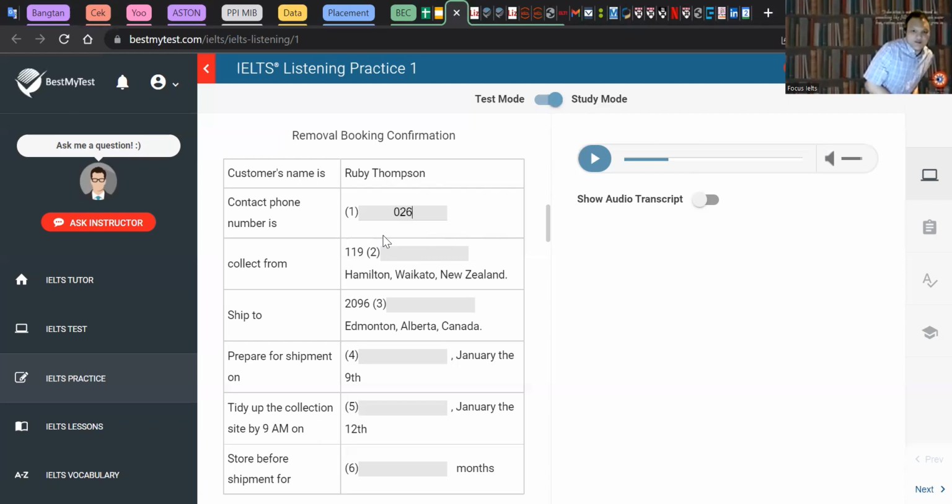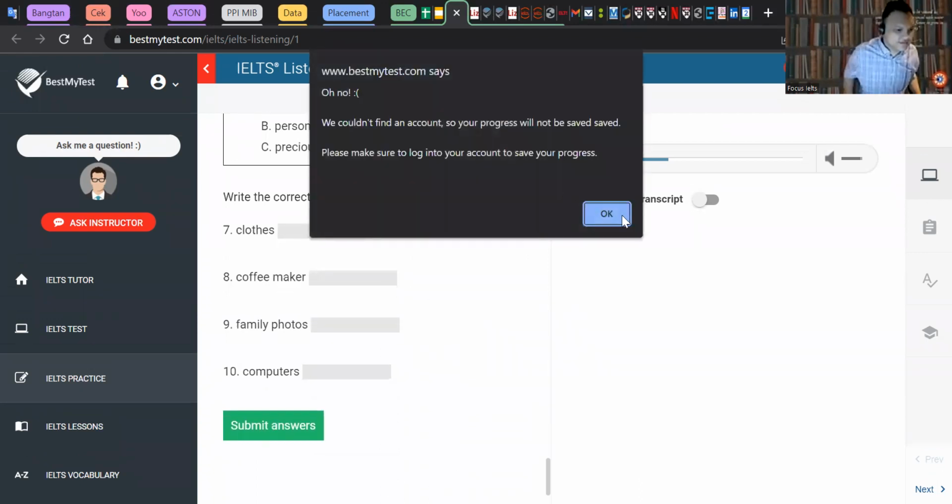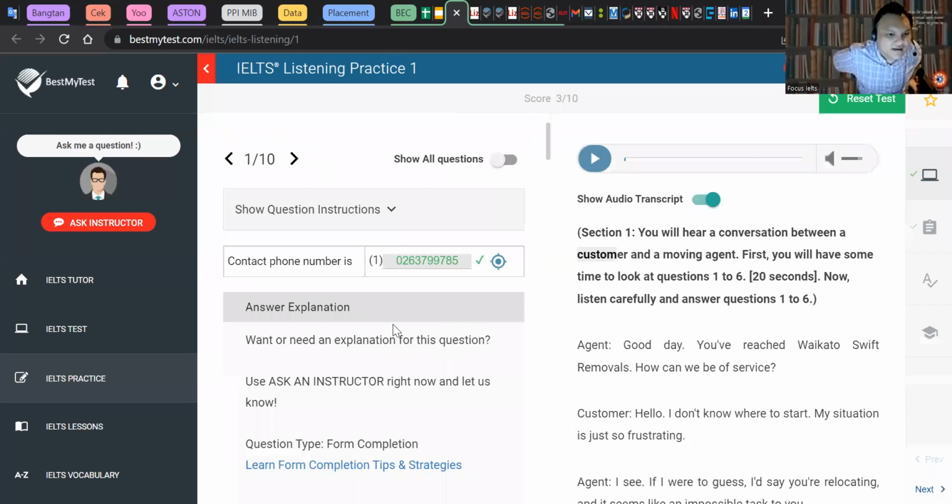026 37 99 785. Okay. Number 2, Avalon Drive. How do you spell it? Avalon Drive. Okay. Ship to, Jasper Avenue. How do you spell avenue? Is it Avenue? Yeah, that's correct. Okay, so we can try to submit these answers. And there you go. So yeah, you got the first question correct.